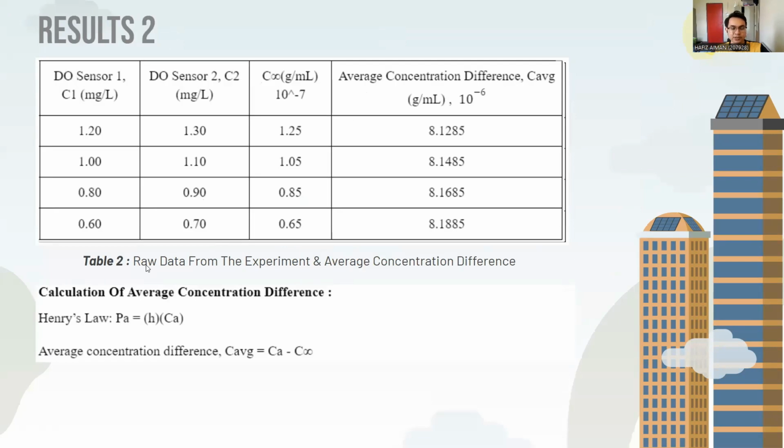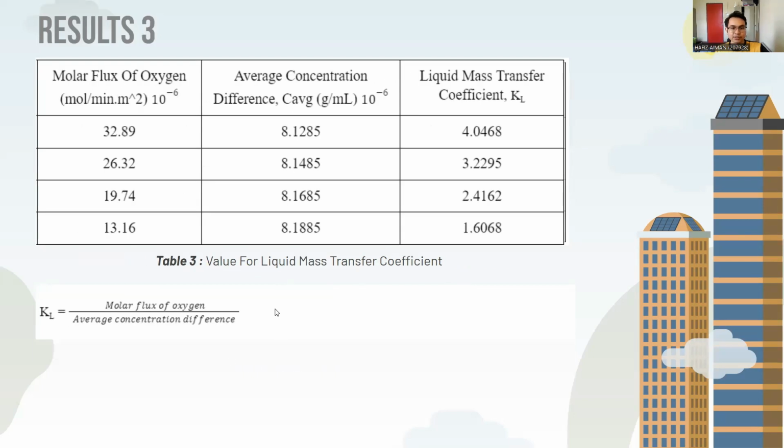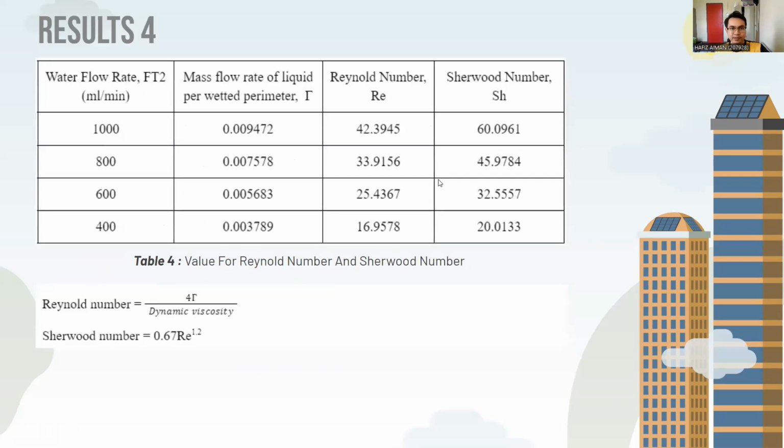Next, this is table 2, which contains the raw data from the experiment and average concentration difference. The raw data from the experiment is the same as the table before, and the average concentration difference can be calculated using this formula right here. Moving on to table 3. Table 3 contains molar flux of oxygen and average concentration difference that we have calculated using the formula before. This is liquid mass transfer coefficient that we can calculate using this formula.